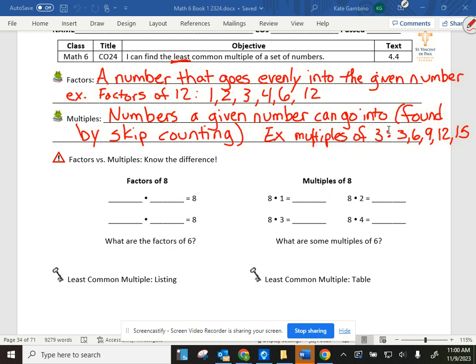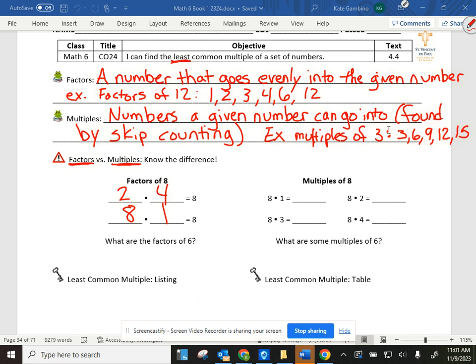So we need to know the difference between a factor that we worked with yesterday and the multiples. So factors of 8. What are the factor buddies for 8? Callie, tell me one. 2 times 4. Tell me the other one, Marina. 8 times 1. Okay, so those are the factors of 8. Those are the numbers that we multiply together to get to 8.